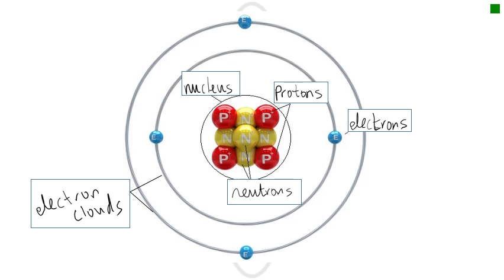This is how the atom looks. It has 2 main structures. It has a central nucleus, and around the nucleus we have what? What do you have around the nucleus? Electron clouds. Electron clouds that have the electrons.